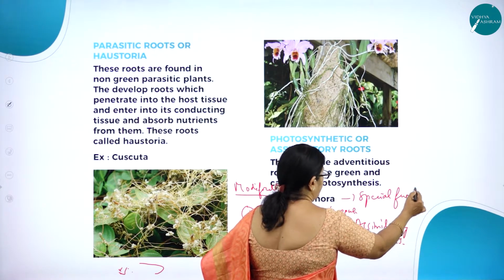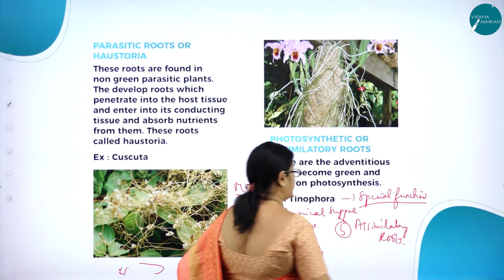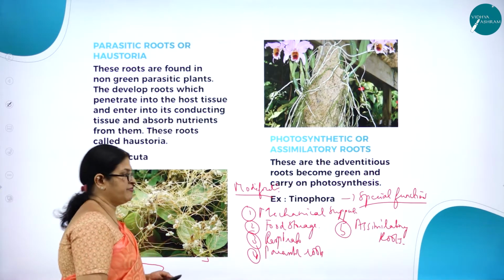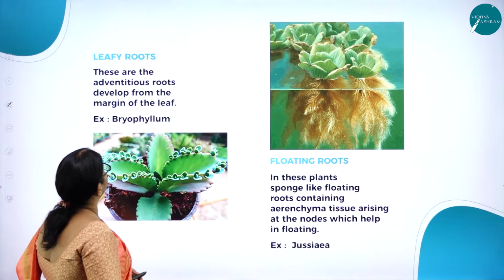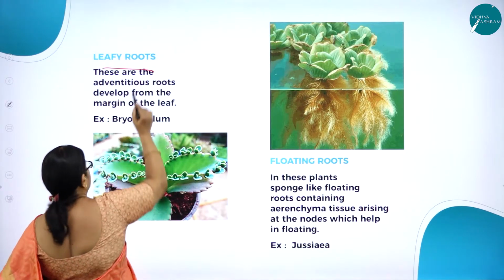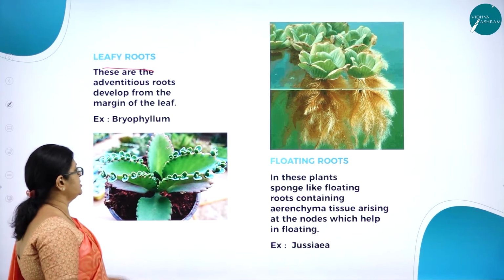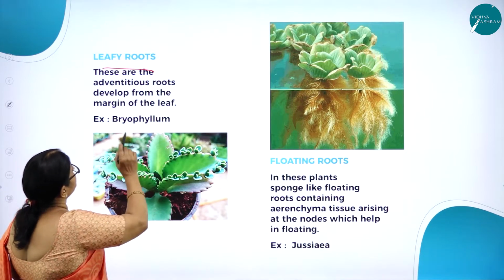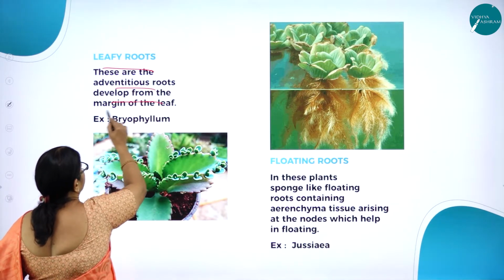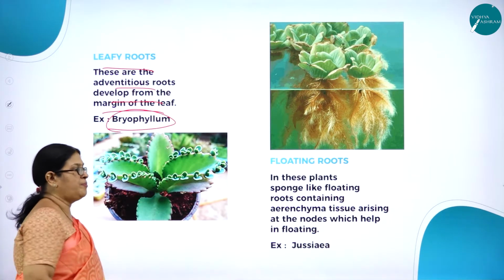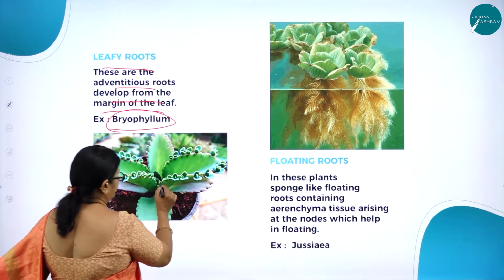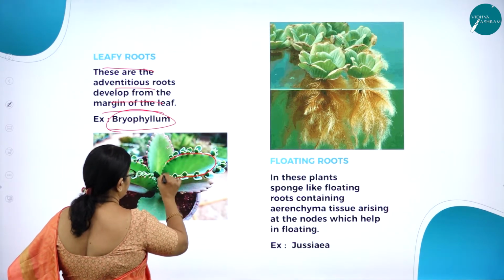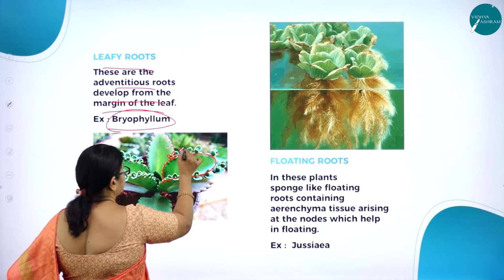They are all called as special functions. Moving across the leafy roots. Hope all of you might have come across the leaf buds. These are the adventitious roots developed from the margin of the leaf. Hope you have come across this bryophyllum leaf. Here you can see the buds in the margin.